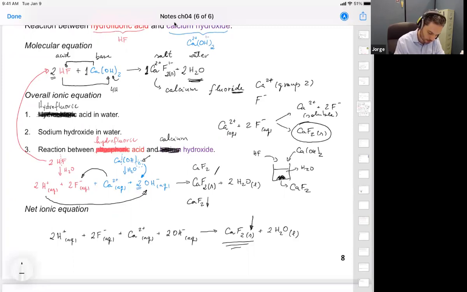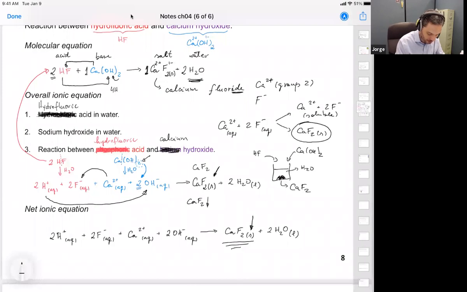Okay, so look here as well. Now that we have the overall ionic equation, the next step is to determine the net ionic equation. For the net ionic equation, we will cancel everything that shows up on the left side and on the right side. It has to be identical, okay? Not similar, identical. Let's start with H+.